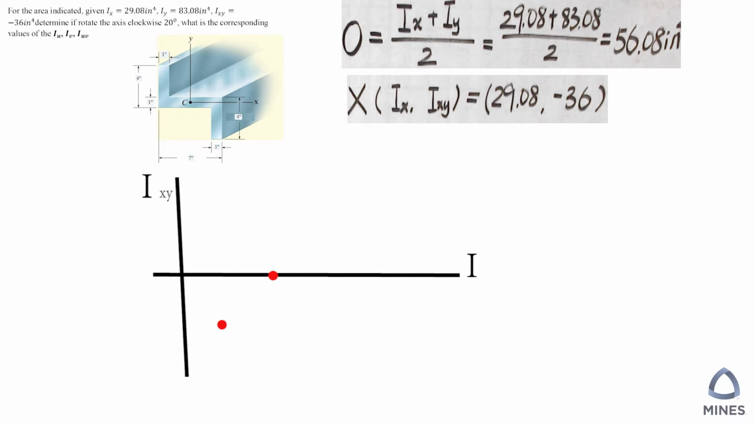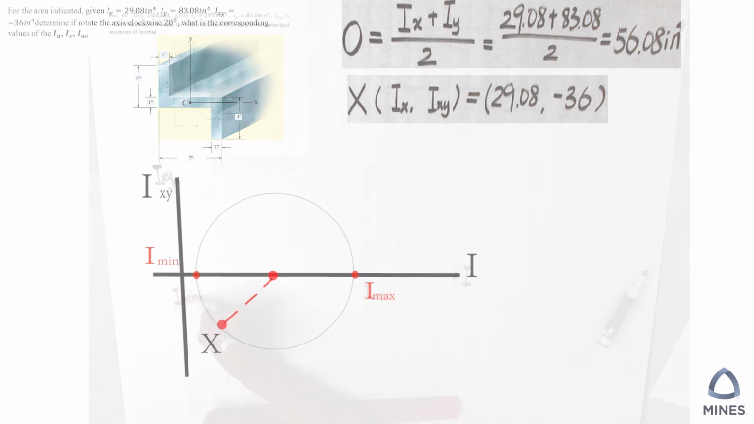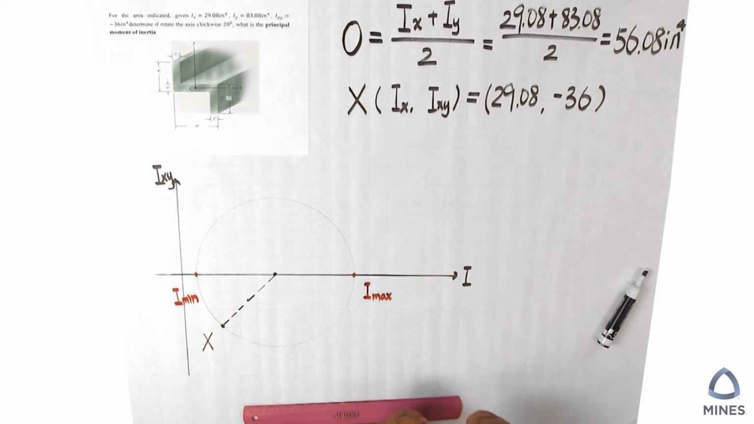So we have the center of the Mohr circle and the point on the Mohr circle, which means we should be able to draw. So this is the x location. It's the center of the Mohr circle. So now you can see on this Mohr circle, the maximum moment of inertia is the farthest point we can reach here. And then on this end, that's going to be the minimum moment of inertia we can find. So take a look at the Mohr circle.